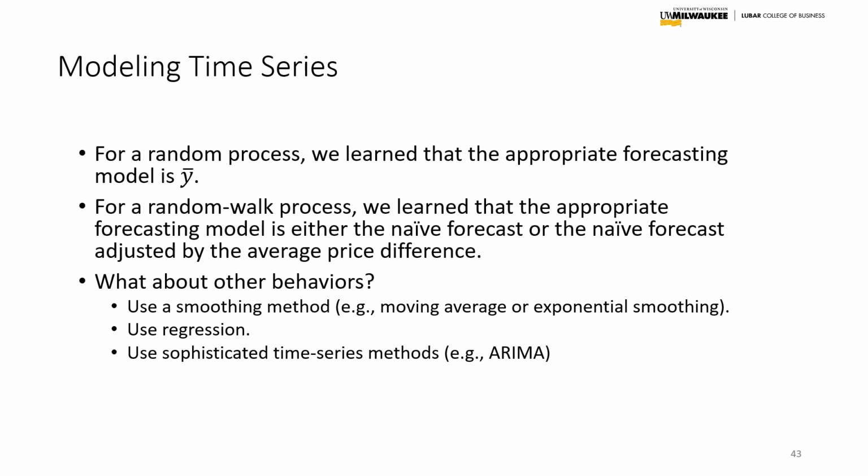What about other behaviors? There are a few approaches one can take. One approach would be to use a smoothing method, examples being the moving average method or the exponential smoothing method. Another approach is to use regression. And finally, we could talk about sophisticated time series methods such as ARIMA. I'm going to finish out this lecture talking about basic smoothing methods. Next lecture, we will focus primarily on regression. I'll make quick note of ARIMA.